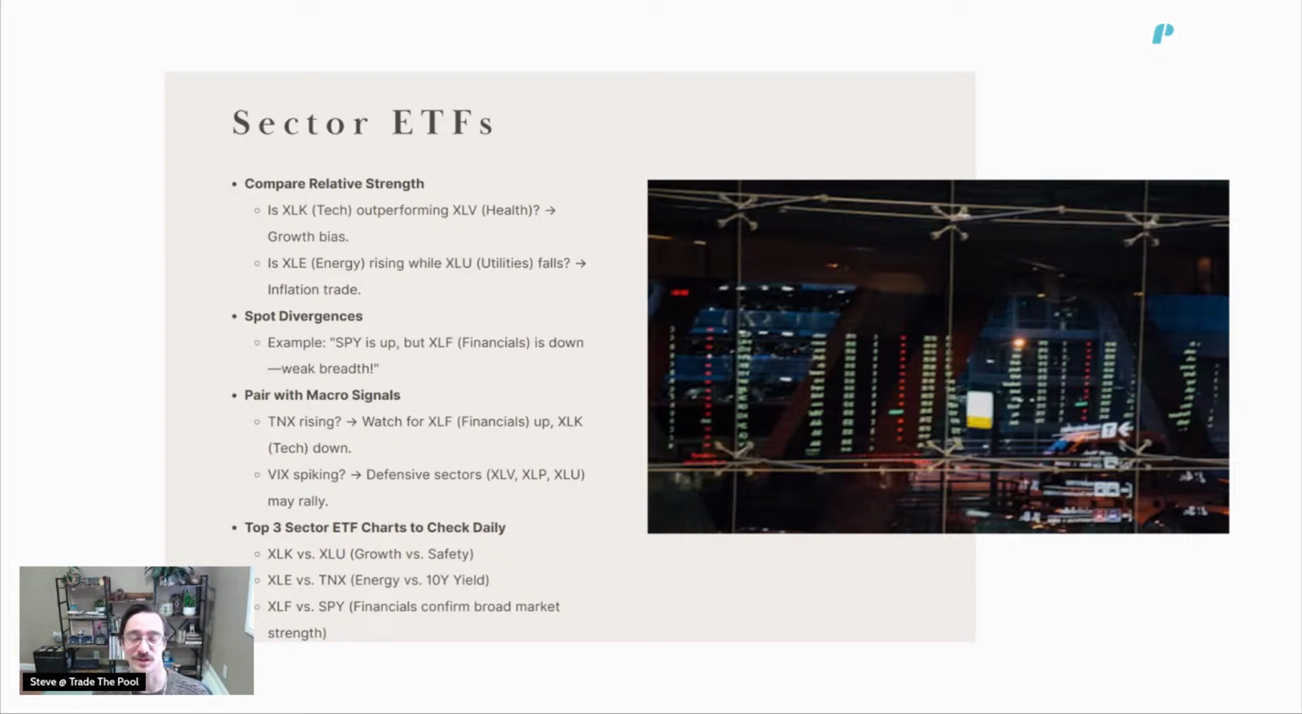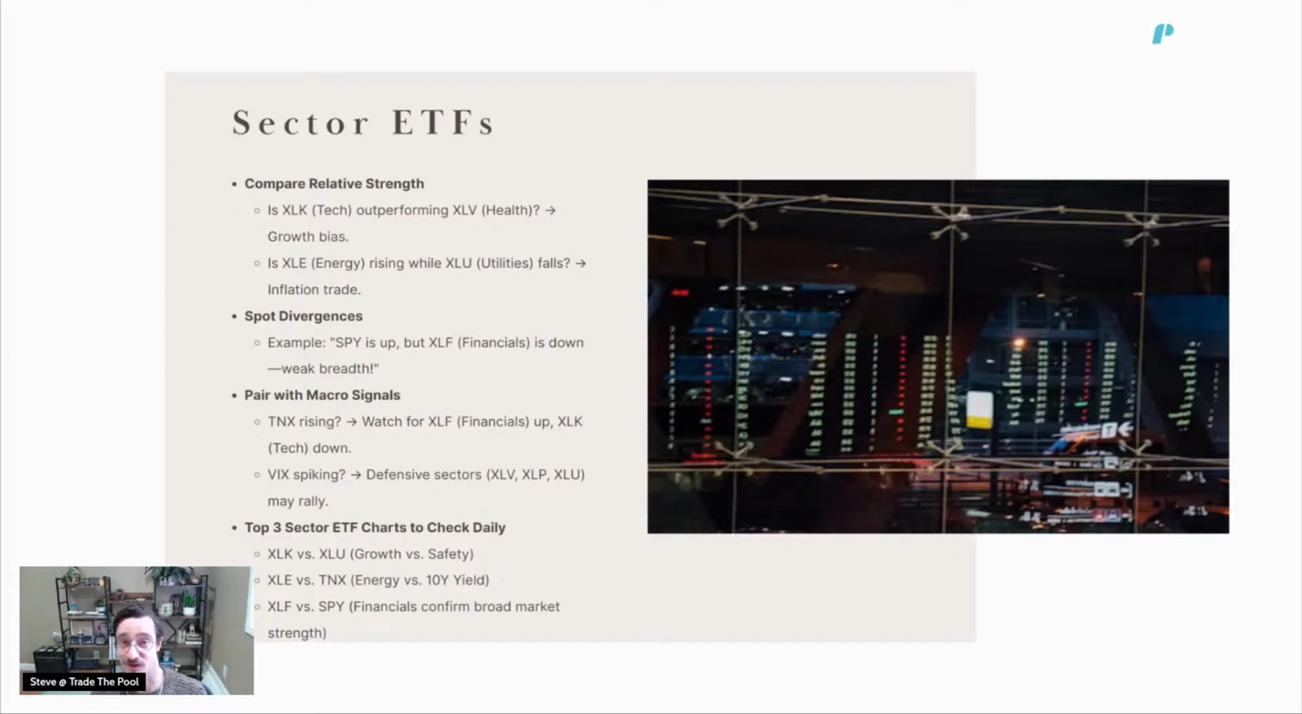So how we can use this is, like I mentioned, we can compare relative strength. We can see if tech is outperforming healthcare and be biased toward growth. If XLE is rising while utilities fall, then that could be like an inflation trade. We have divergences to spot.